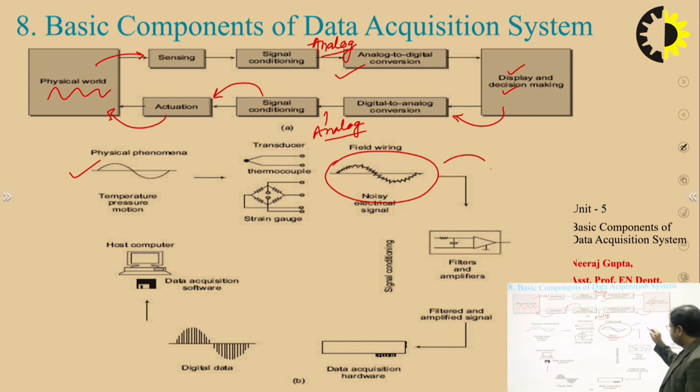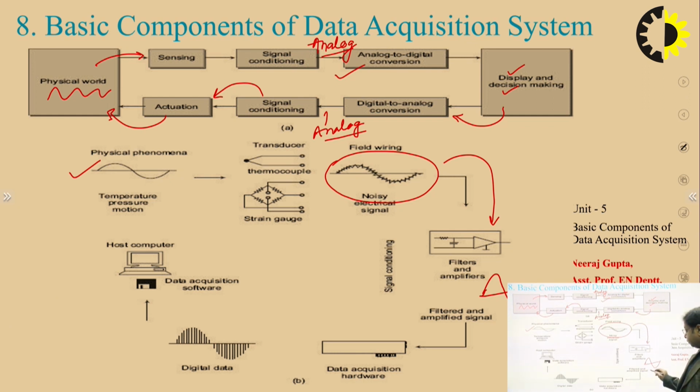It further requires signal conditioning, where filtering, amplification, linearization, and many other aspects which we have talked about previously need to be done. So there are filters and amplifiers. Then, filtered and amplified, this is a smooth signal at the output of the signal conditioning block. So the filtered and amplified signal is fed to this data acquisition hardware.